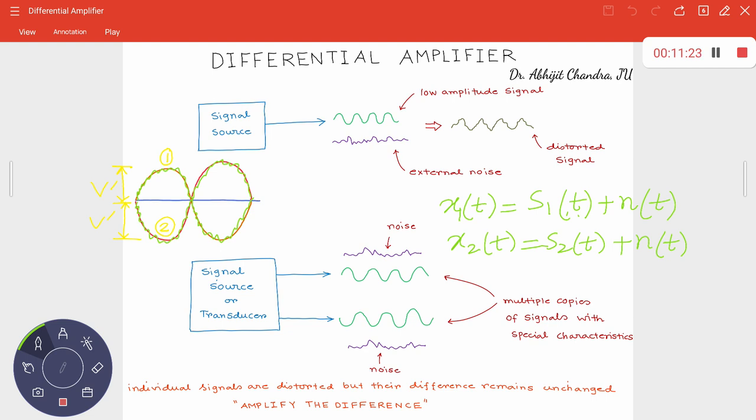But if you take the difference between the two amplified versions, then the difference doesn't contain any noise, or even if it contains some noise, the effect of noise can be eliminated to a significant extent, can be reduced to a significant extent. So here the idea is, we have to amplify the difference. We are not amplifying the actual signal, rather we are amplifying the difference between the two signals.